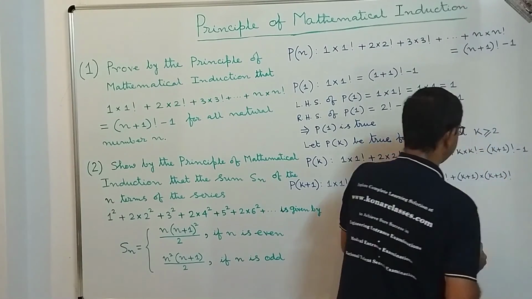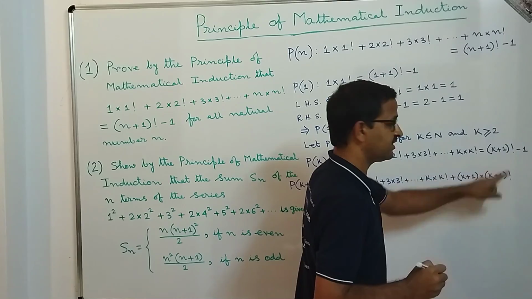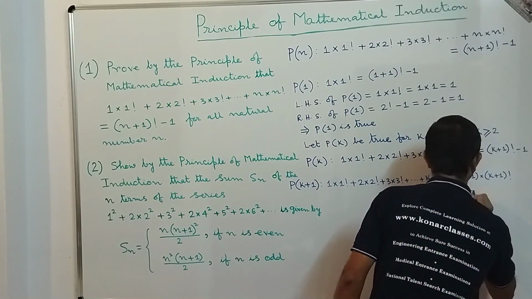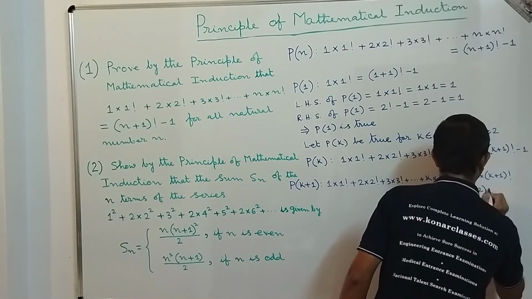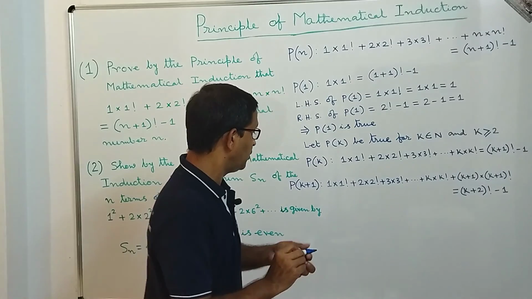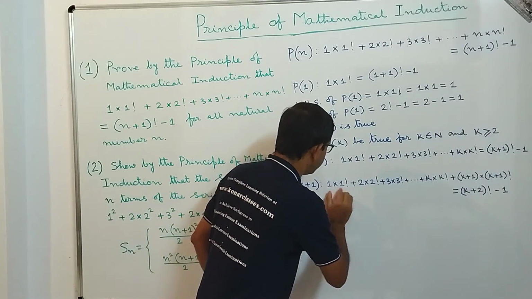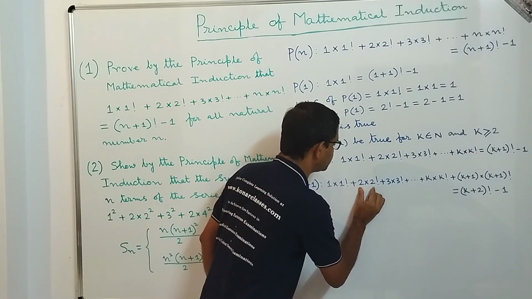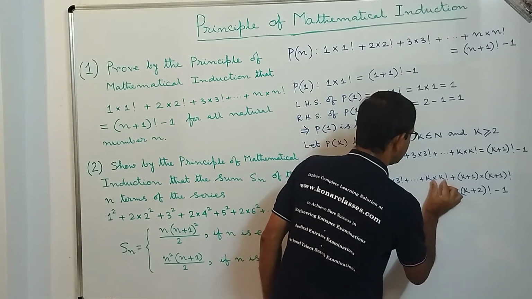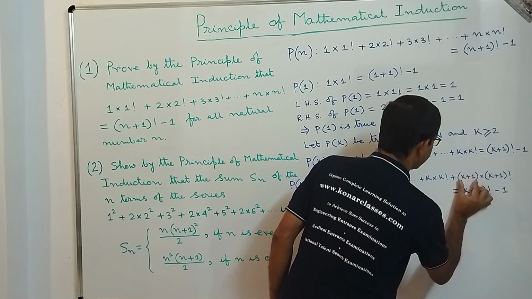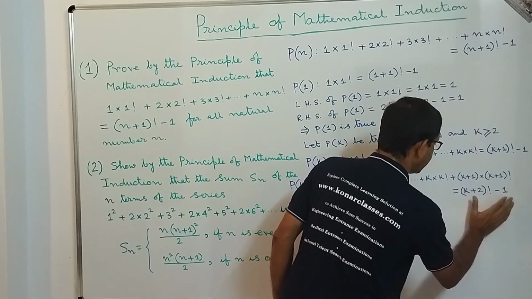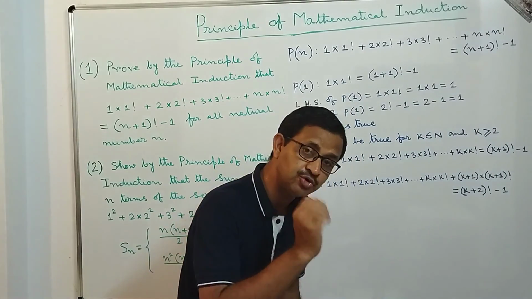Okay, and that is equal to (k+1) into (k+1) factorial, that is (k+2) factorial minus 1. So dear students, what we need to prove is that 1 into 1 factorial plus 2 into 2 factorial plus 3 into 3 factorial, in that way k into k factorial plus (k+1) into (k+1) factorial is equal to (k+2) factorial minus 1. That we need to prove.